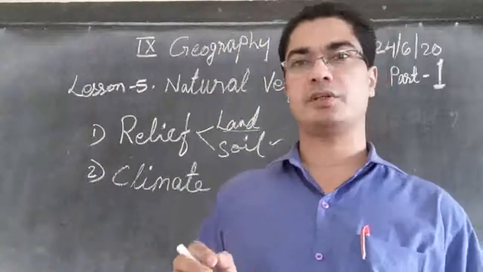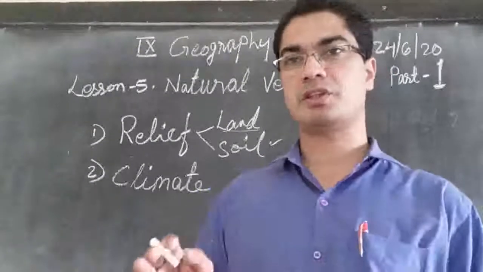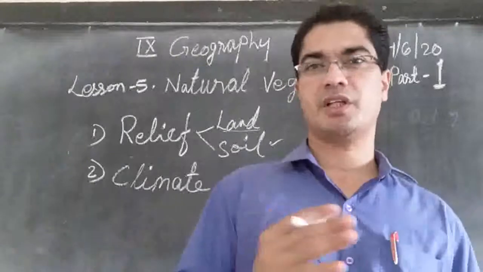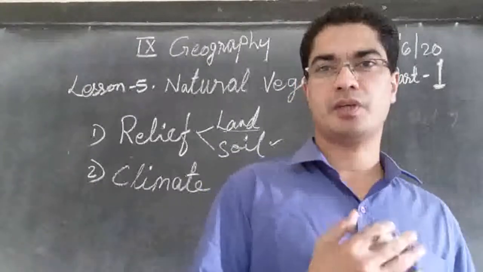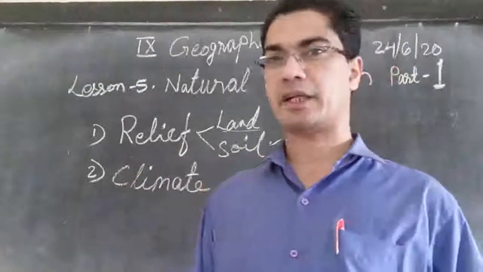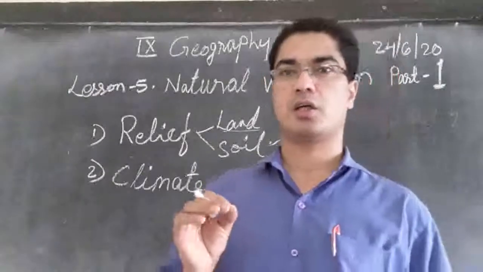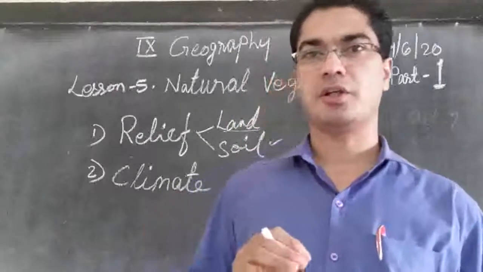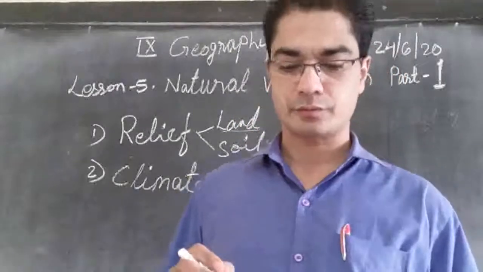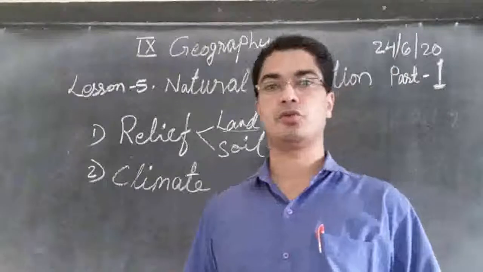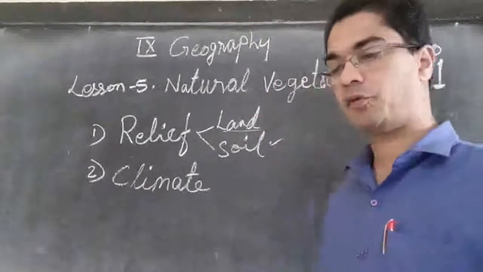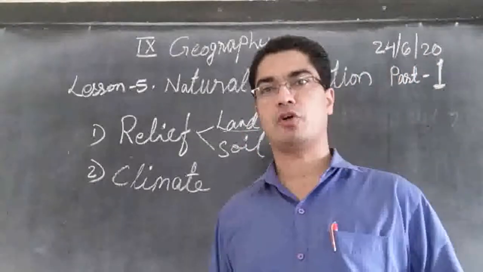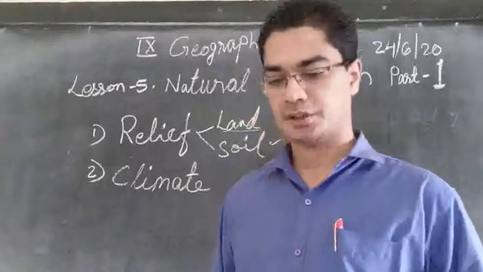So we found the soil is different. Some places it is wet soil, some places it is dry soil. So what grows in the dry soil will not be found in the wet soil. The trees that are found in the wet soil will not be found in the dry soil. So according to the quality of the soil, the type of trees growing there also will be different. So those are the two aspects of relief, the land and the soil, which influence the growth of natural vegetation.